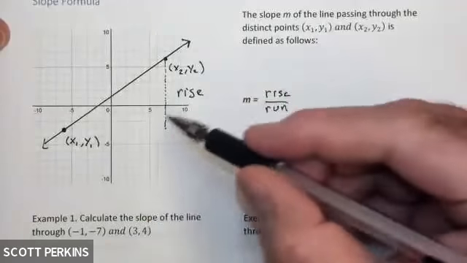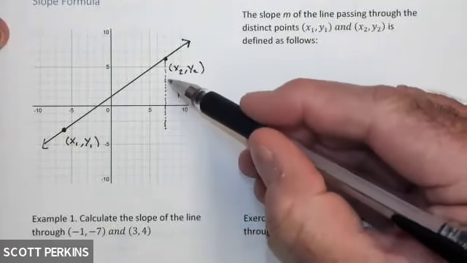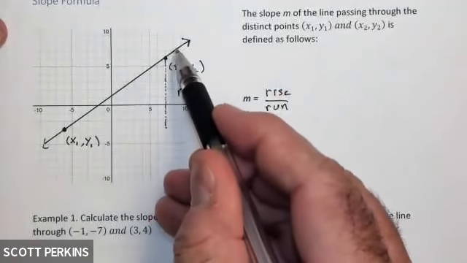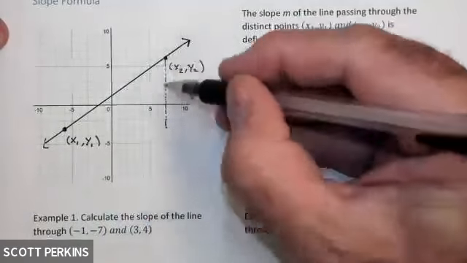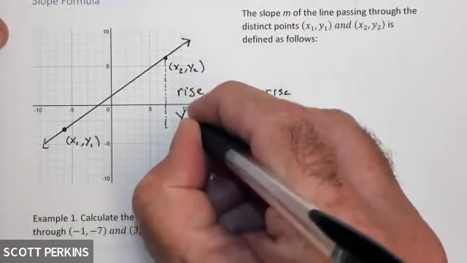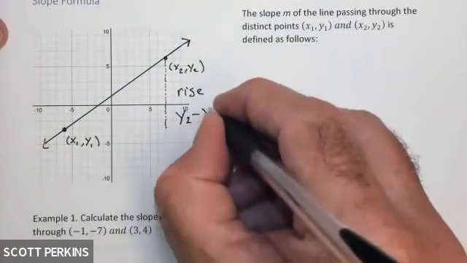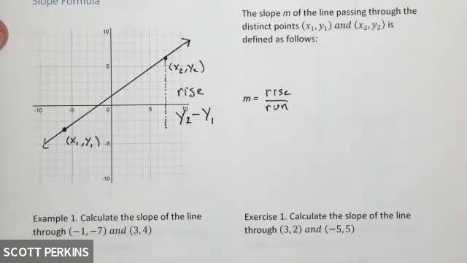If I want to calculate how far the line has gone up, the elevation change, like if you're climbing a mountain trail and asking how steep it is, what I'm going to do is take the y value where I end, y2, and subtract the y value where I begin, y1. That's how I calculate the rise.